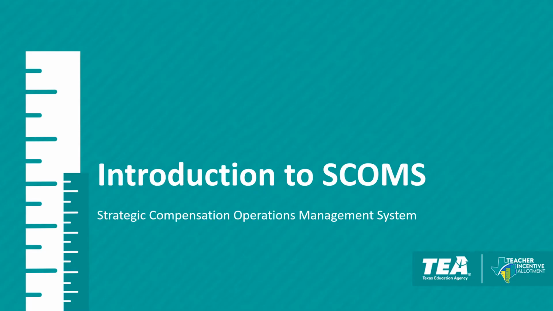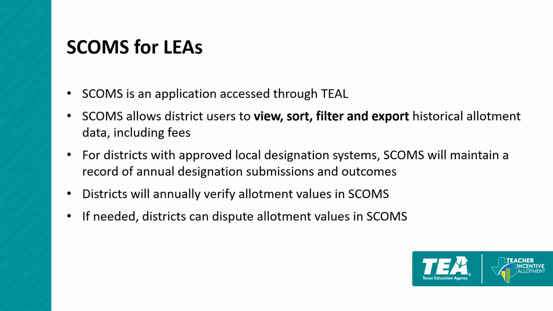Now we'll take a look at SCOMS. This is the Strategic Compensation Operations Management System. SCOMS is an application that can be accessed through Teal, and it will allow district users to view, sort, filter, and export their historical allotment data. And this will include fee reimbursement if they're being reimbursed for national board fees. For districts with approved local designation systems, it will maintain a record of their annual designation submissions and outcomes. If your district does not have a local designation system, you will not be able to see which designated teachers are working in your district unless they generate an allotment. Districts will annually verify allotment values in SCOMS, and if needed, they can dispute the allotment values through the system.